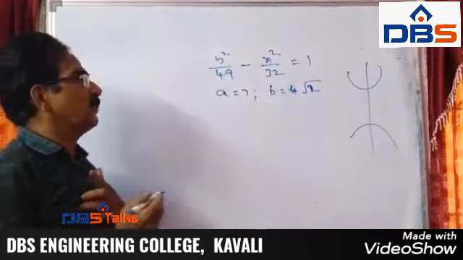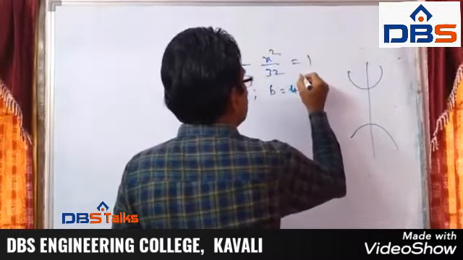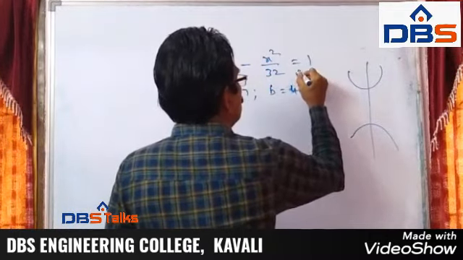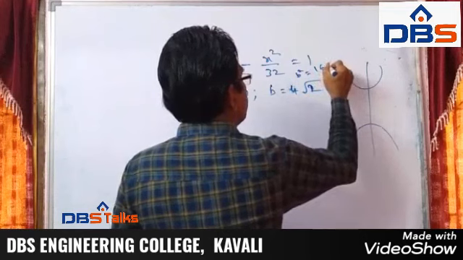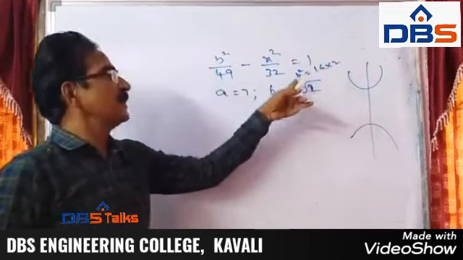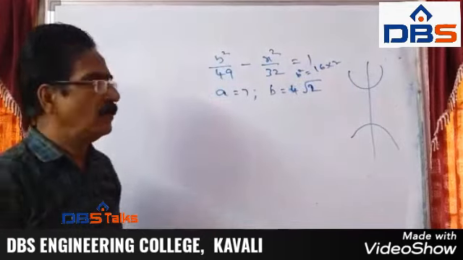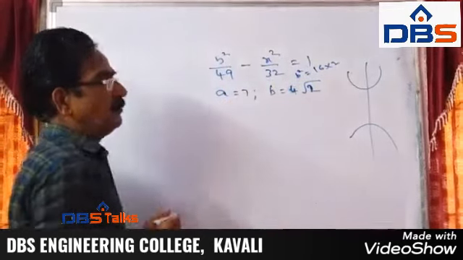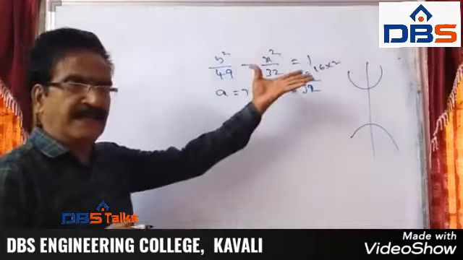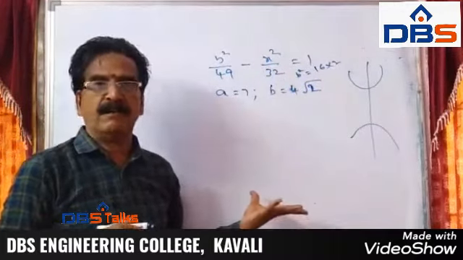See friends, b square is equal to 32, that is equal to 16 into 2, so b is equal to 4 root 2. a is known, b is known. We can find all the things.